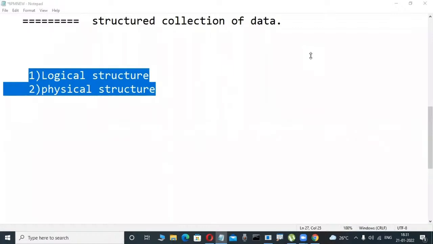Anybody? Okay, some fellows are telling logical structure means logical structure, physical structure means physical structure only. Don't try to tell like that. What is logical? What is physical? Very easy.